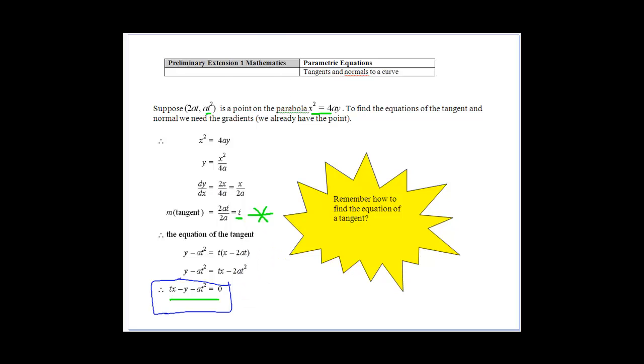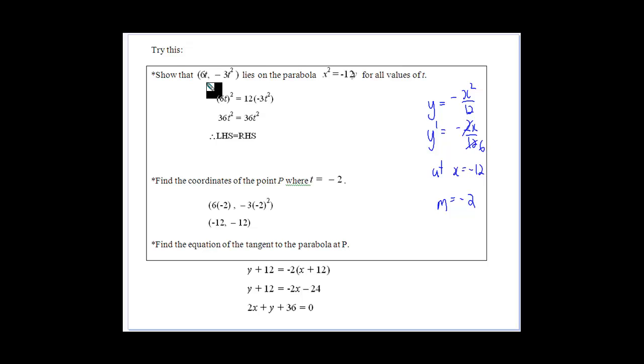We'll see that in the next question, where we've got the point (6t, −3t²), and we'll firstly show that it lies on that parabola. Substitute it in: (6t)² = −12 times −3t², and so we get 36t² equals 36t², so it does lie on that parabola. We should add a minus there, so the left-hand side is equal to minus 1. Next, find the coordinates of the point where t is equal to minus 2.